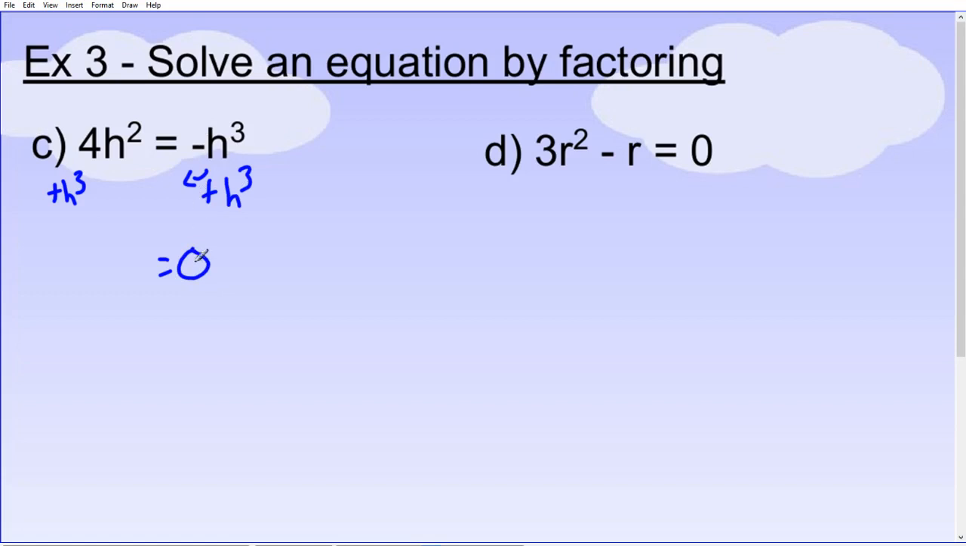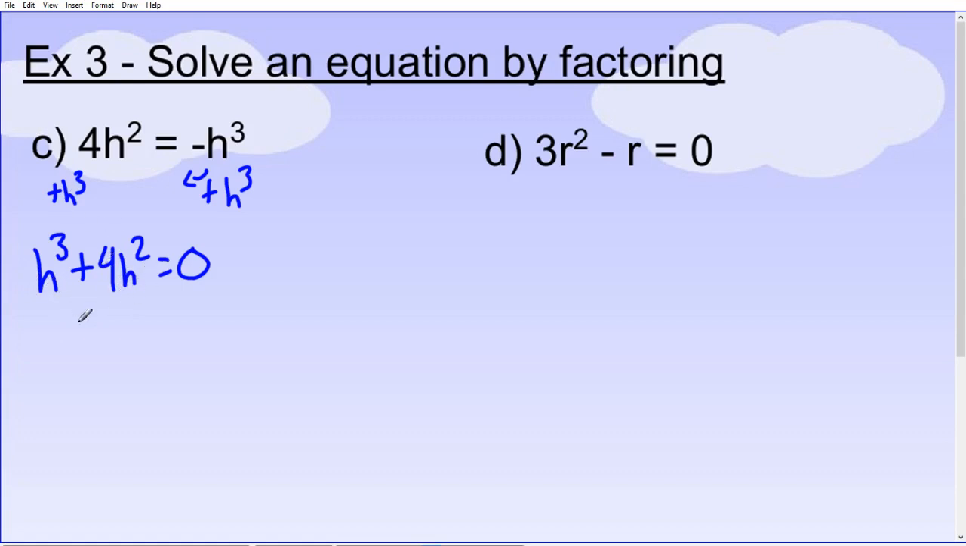These cancel each other out, which is why I did that in the first place. Over here, I'm going to have h cubed plus 4h squared. Now I can factor. Looking at both my terms, as far as the numbers are concerned, they don't have anything in common. This has a 1, that has a 4. There's no common factor there.